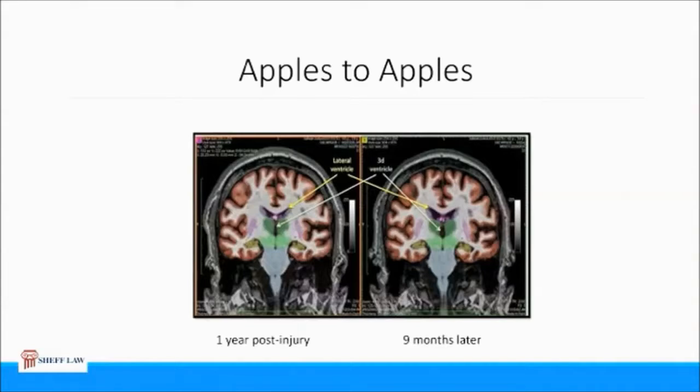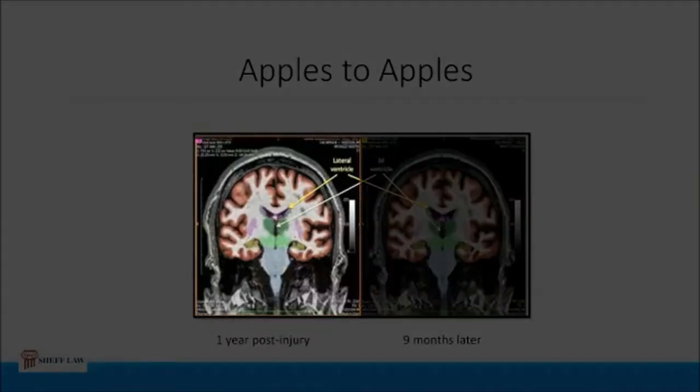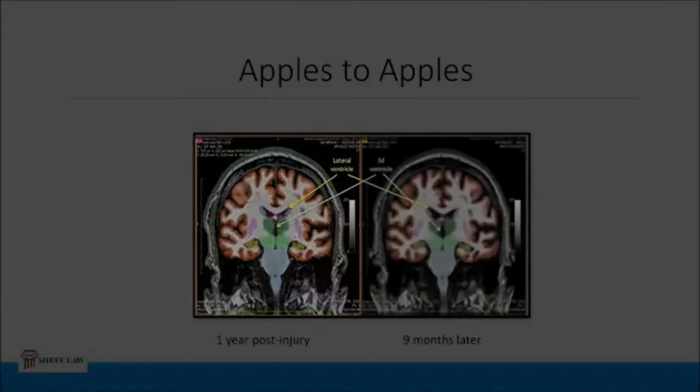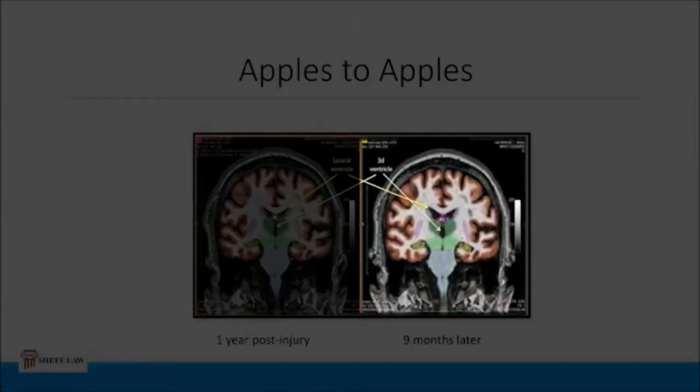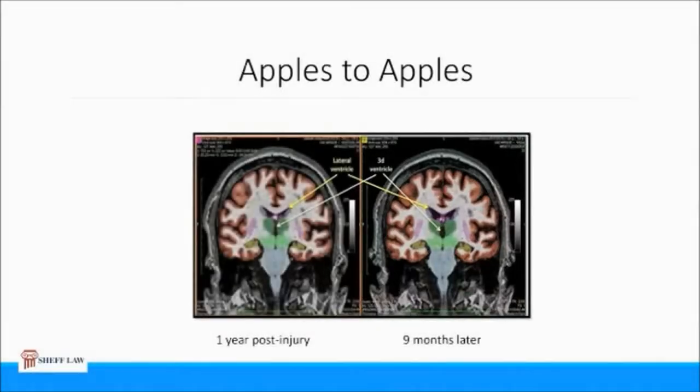Now I want you to look at a different image involving volumetrics, and I call this apples to apples. Here, instead of comparing a normal brain to that of someone with traumatic brain injury, we're now comparing two images of the same person suffering from traumatic brain injury. This is taken a year after the injury. Take a look at these ventricles, these spaces. They're rather small as compared to 9 months later. The space is that much larger on the same brain. And that's because TBI is a process, not an event.